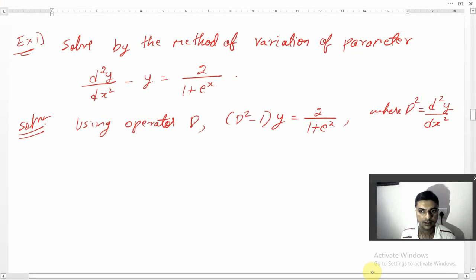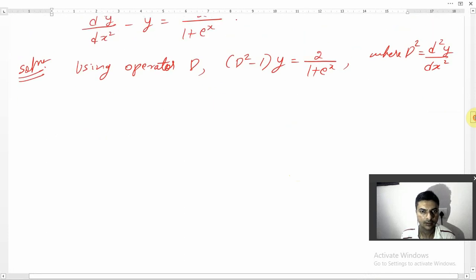D square is equal to d square y upon dx square. Is it clear? Okay, so let us simplify one by one. First we will try to simplify the complementary function. Without wasting time, I will write the auxiliary equation.